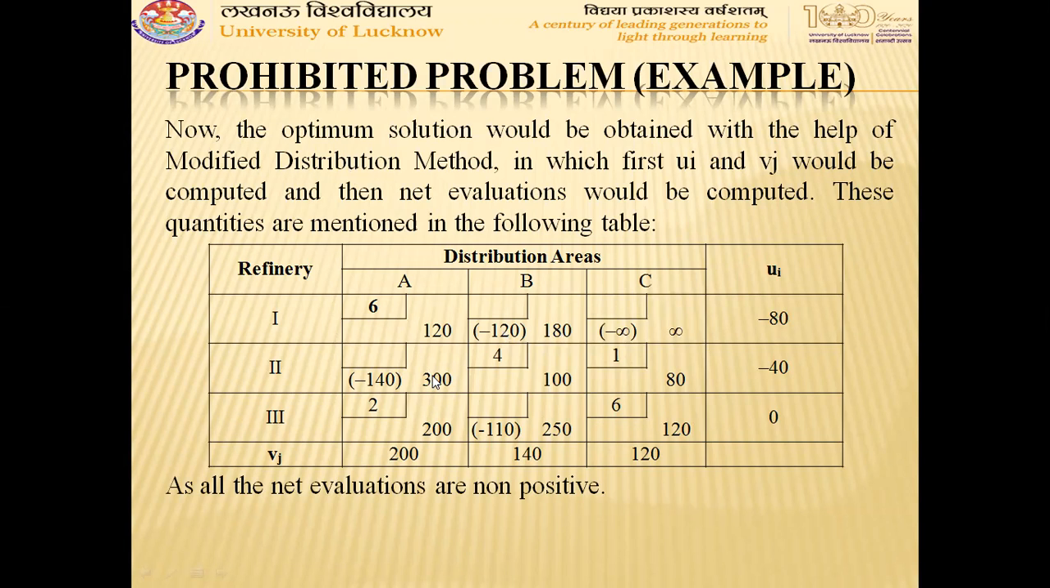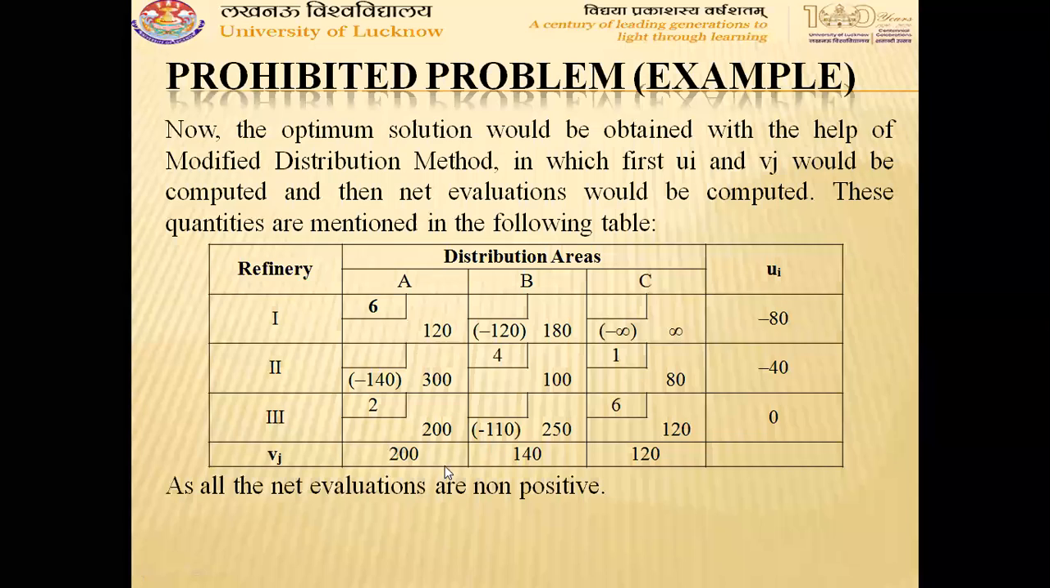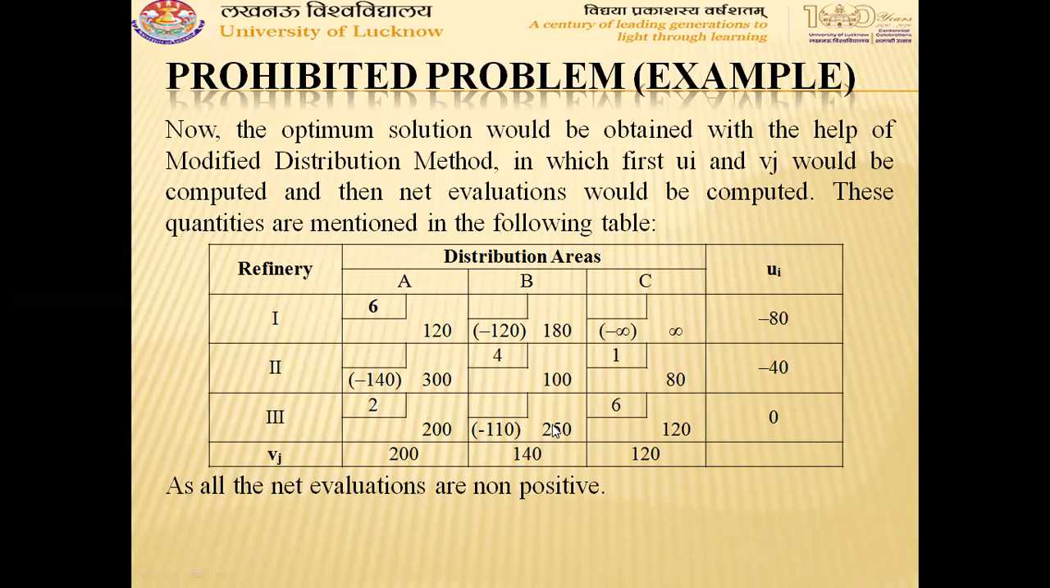For this unallocated cell, vj is 200 and ui is minus 40. So net evaluation will become minus 40 plus 200 minus 300, which will give minus 140. Similarly, the last net evaluation is here, which will become minus 110. So we can see that all the net evaluations are non-positive. So this solution is optimum.